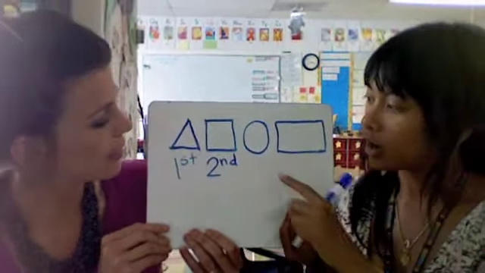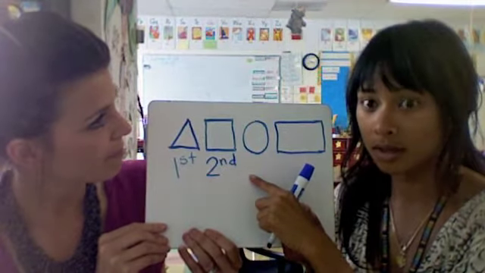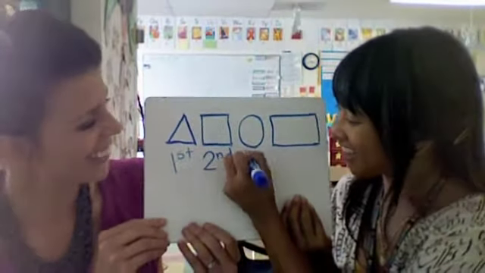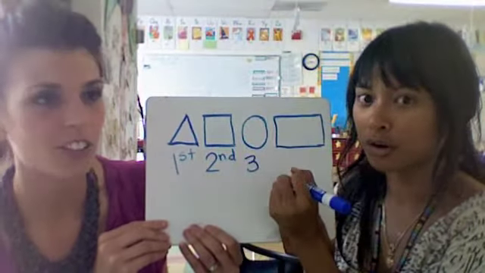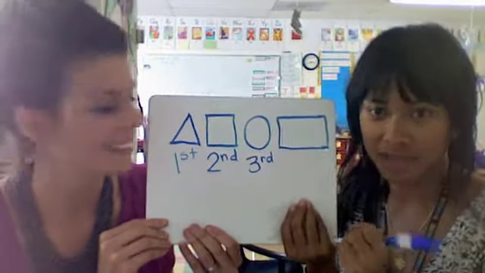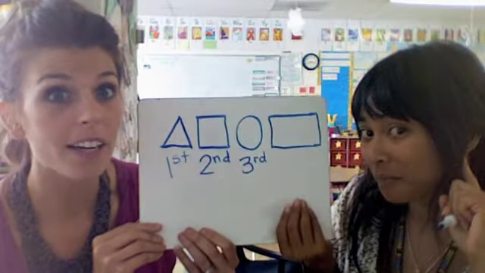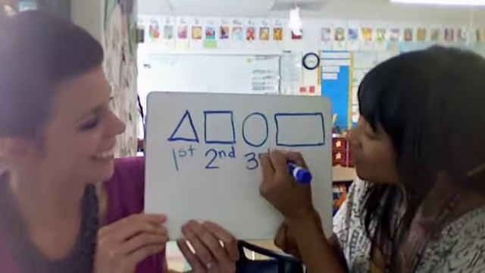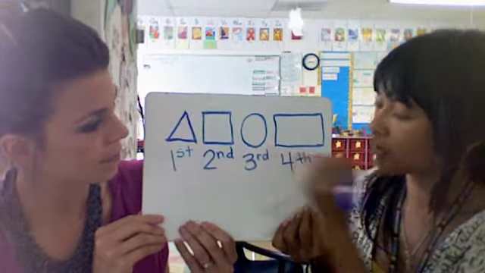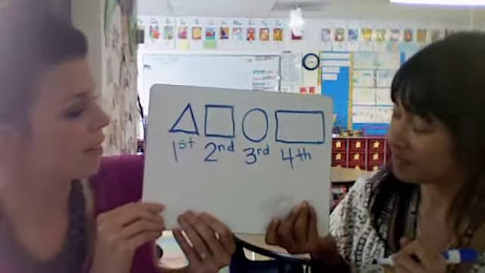Very good. Okay, so first, second, the circle would be third. Did you say third? You got it. 3 and then third. R-D. And then the last, the rectangle would be fourth. That's right. 4 and then fourth. Did you get that? If you did, good job. Great job, boys and girls. Nice work.